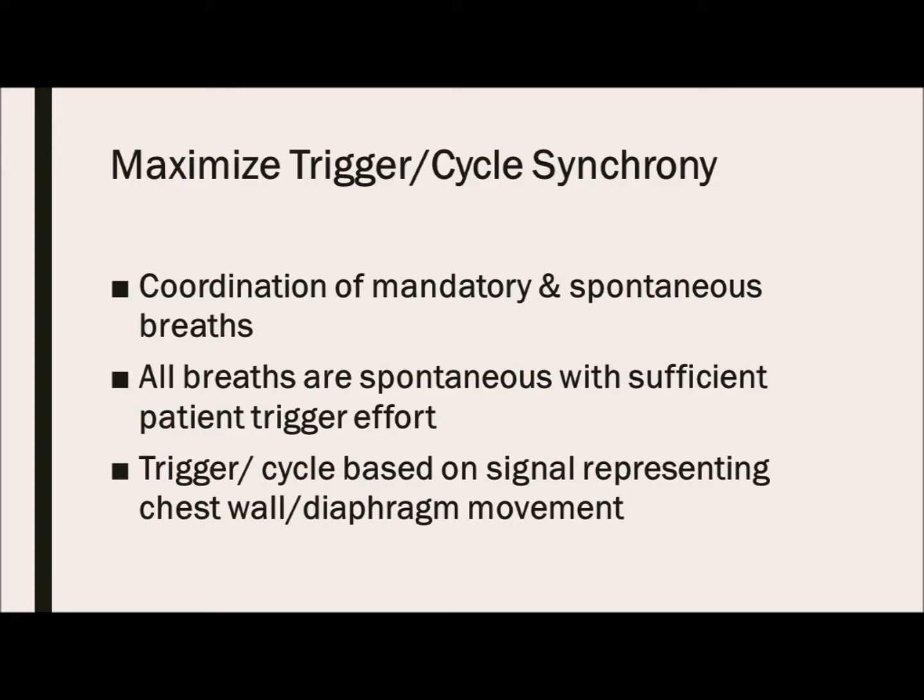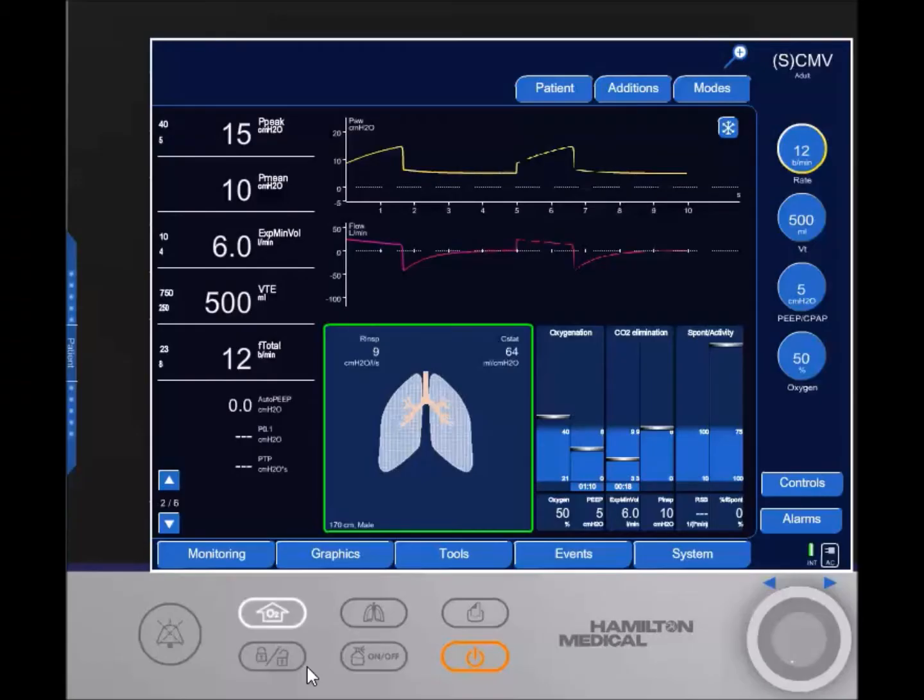Are all breaths spontaneous with patient effort? And is trigger or cycle based on a signal representing chest wall or diaphragm movement? Does volume control CMV have the capabilities to maximize trigger and cycle synchrony? Let's look at one capability. Does the mode allow for coordination of mandatory and spontaneous breaths?